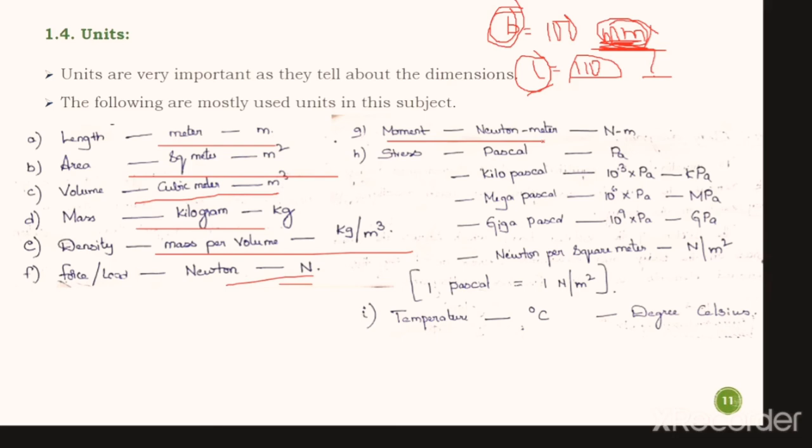What do you mean by moment? Moment is defined as force into perpendicular distance, right? So force Newton into perpendicular distance. Distance has units of meter. Therefore, the units of moment is nothing but Newton meter. And at the same time, what are the units of stress?